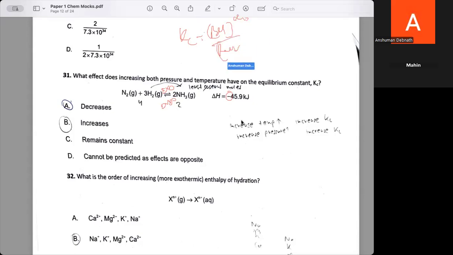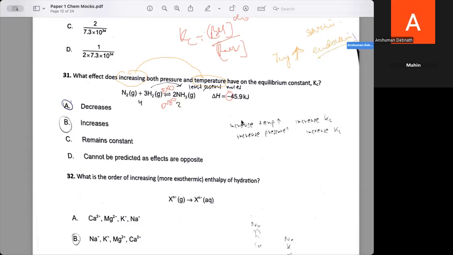See, if you increase the temperature, the reaction moves in which direction? Endo or exo? First tell me, if you increase the temperature, which direction will this reaction move? In the exothermic direction, more heat will be liberated. It will minimize the change. You minimize the change, so it will go in the endothermic direction, to reduce the change.